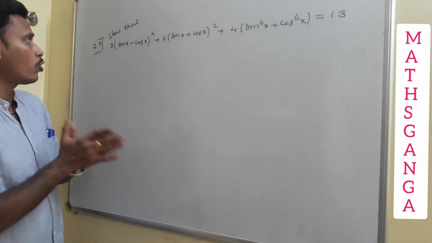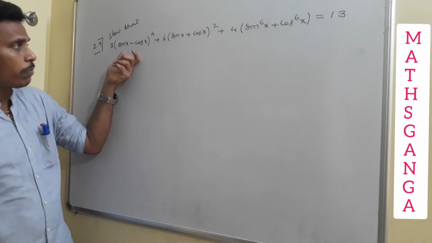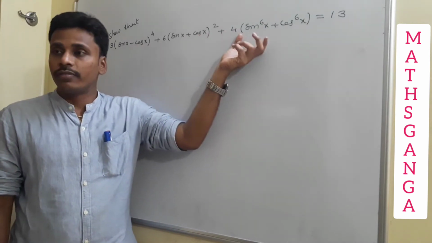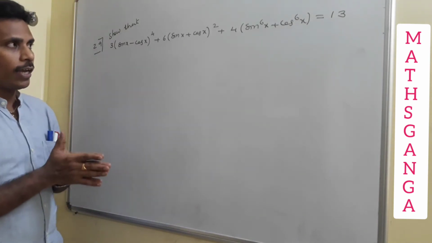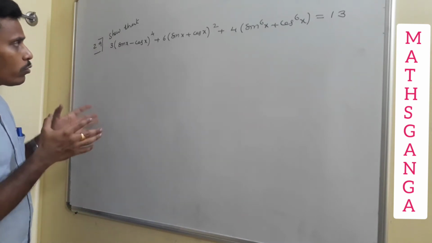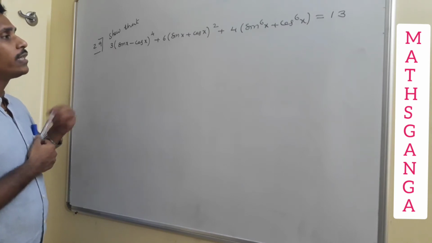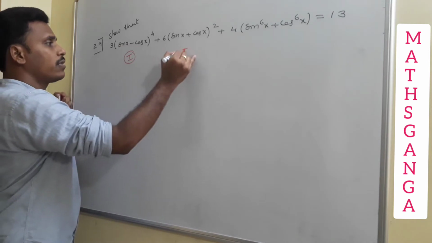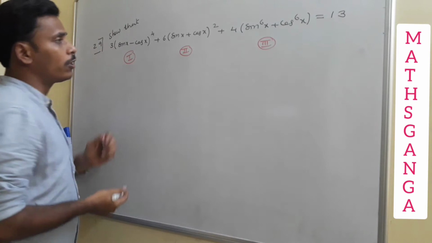And now have a look at this question. See, 3(sin x − cos x)⁴ + 6(sin x + cos x)² + 4(sin⁶x + cos⁶x) = 13. So we need to prove it actually. Yeah. See, how to prove this? To prove the left hand side resultant value as 13, if you look there, 3 different terms are involved, and this is the first term, whereas this is the second term, and this is the third term. 3 different terms are involved.